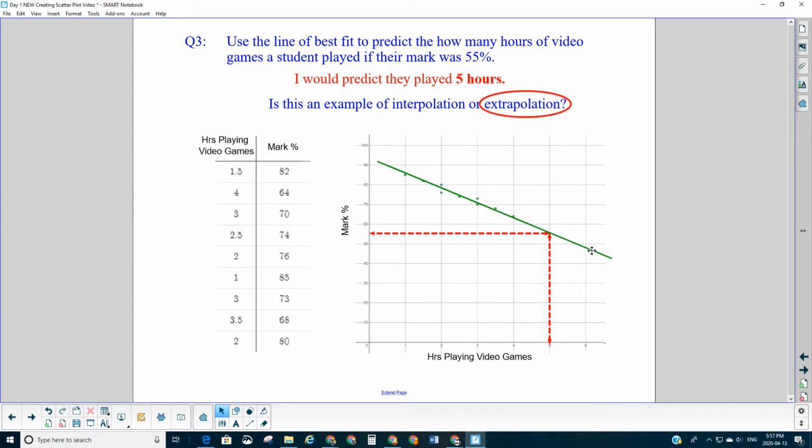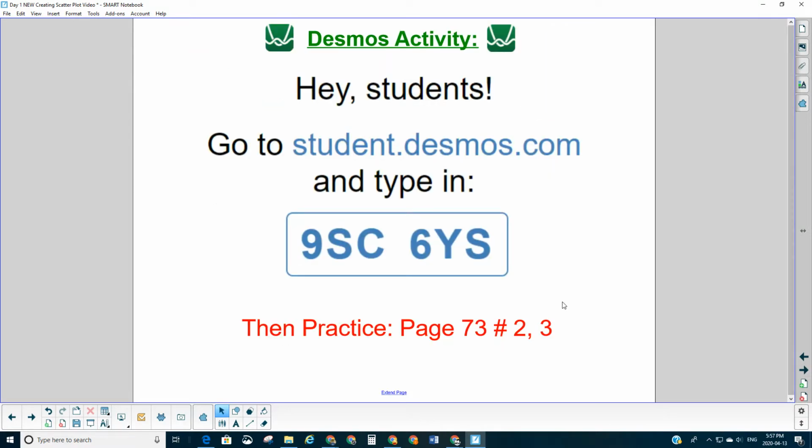All right, so those are two great examples to make some notes on and give you the idea. But what we're going to do now is go off and do another Desmos activity. This is a different Desmos activity, and it's a great little summary of all the stuff that we just learned in that part of the video. So again, you're going to go off to student.desmos, and this time you write down this code: 9SC6YS. Write that code down and go off to student.desmos and try this other activity.